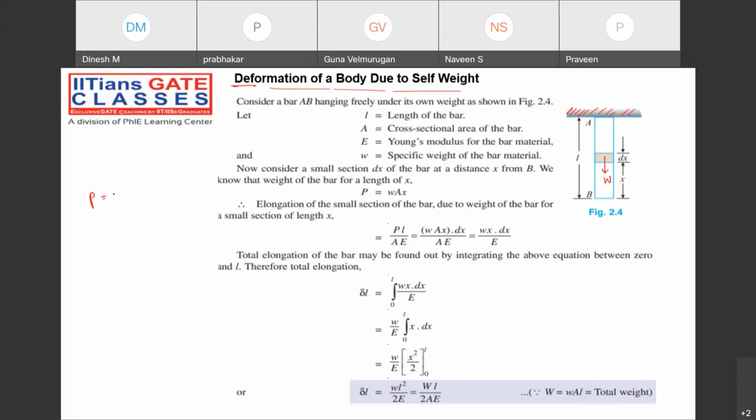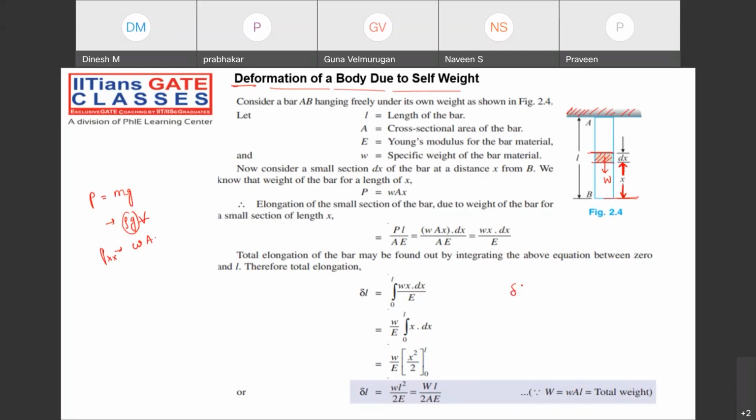What is the self weight, my dear friend? Mg, which is rho g v. Rho g is what? Small w, the specific weight. What is the volume? Area into x. I'm taking one particular section at a distance x from the bottom, something like this, right? That is my load at x.